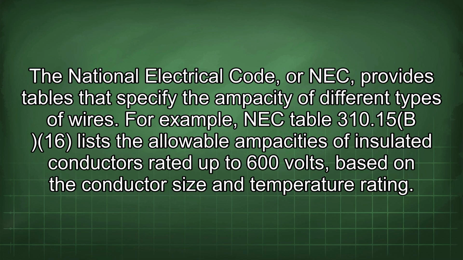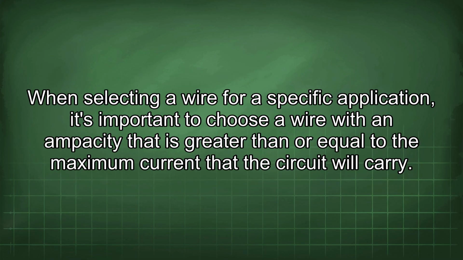For example, NEC Table 310.15(B)(16) lists the allowable ampacities of insulated conductors rated up to 600 volts, based on the conductor size and temperature rating. When selecting a wire for a specific application, it's important to choose a wire with an ampacity that is greater than or equal to the maximum current that the circuit will carry.